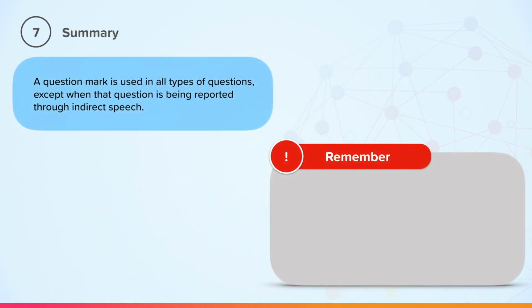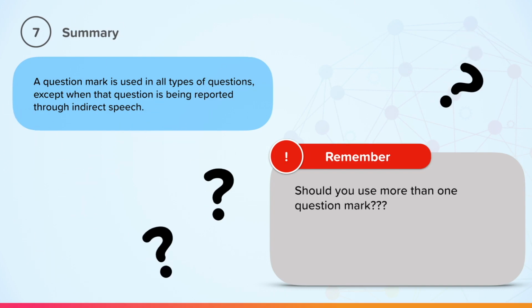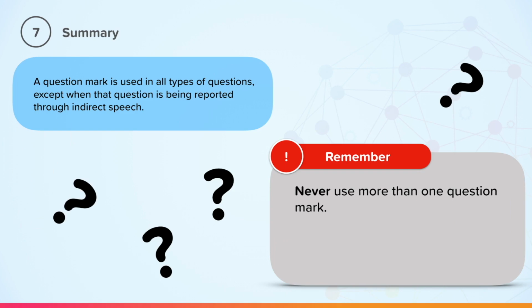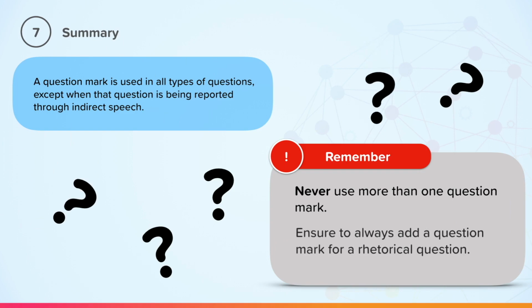A question mark is used in all types of questions, except when that question is being reported through indirect speech. Remember that you should never use more than one question mark in a row in formal writing. This does not add any emphasis to your writing and it is grammatically wrong. You should also make sure that you do use a question mark for a rhetorical question.